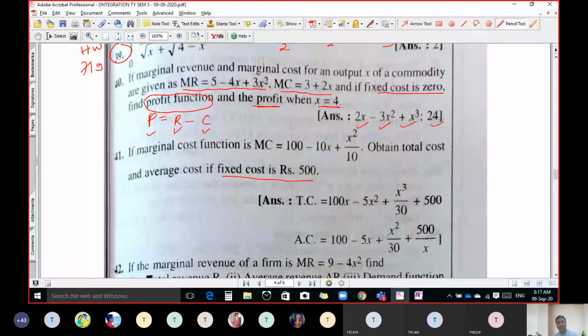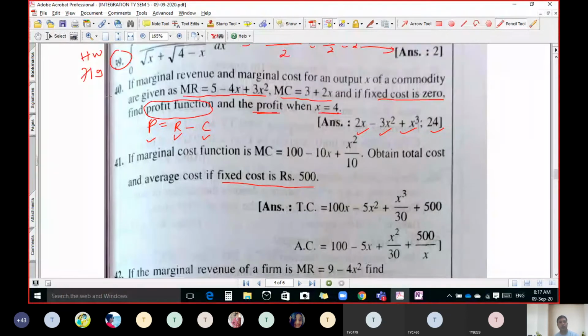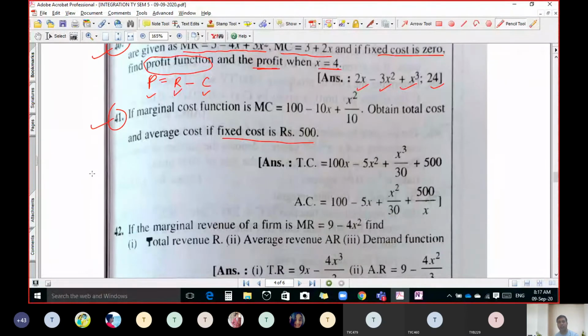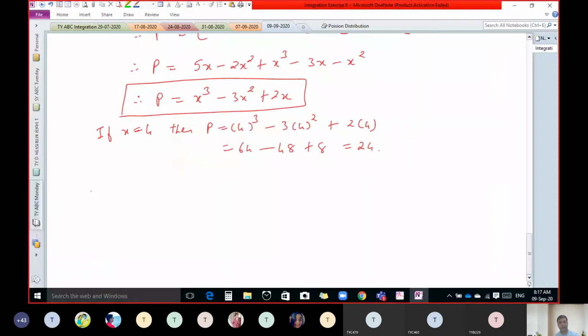Let us do practice. Question number 41. If marginal cost is 100 minus 10x plus x square by 10.